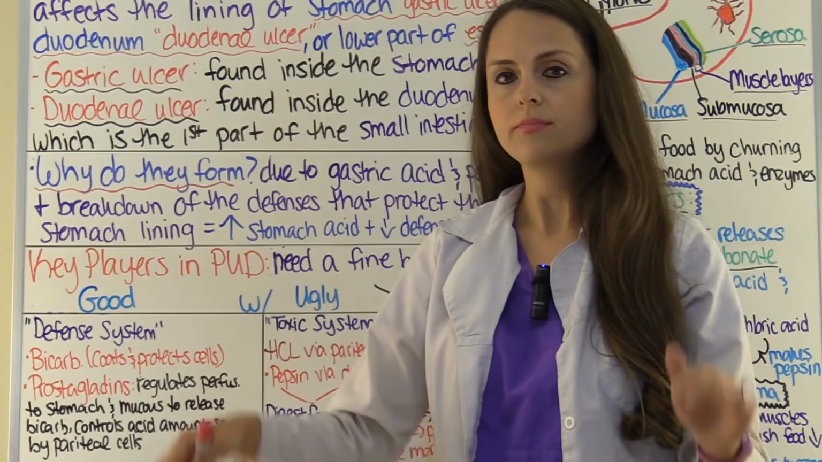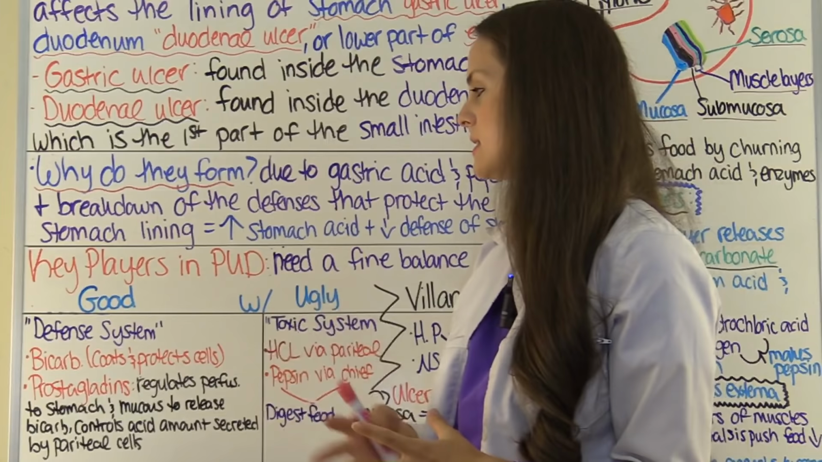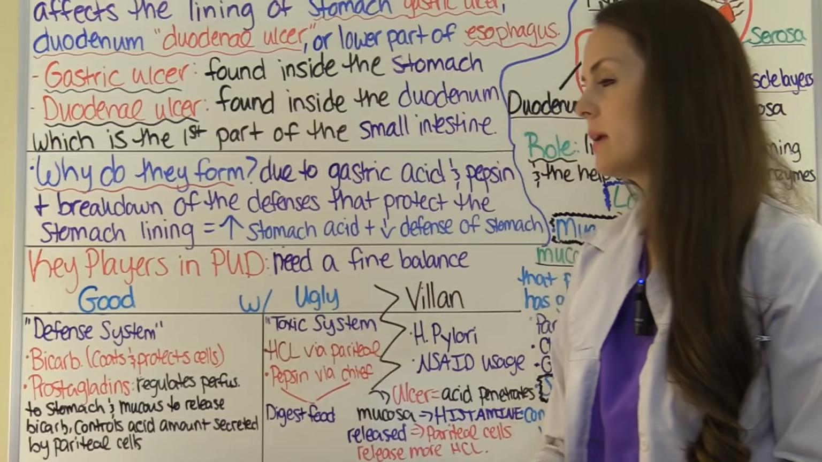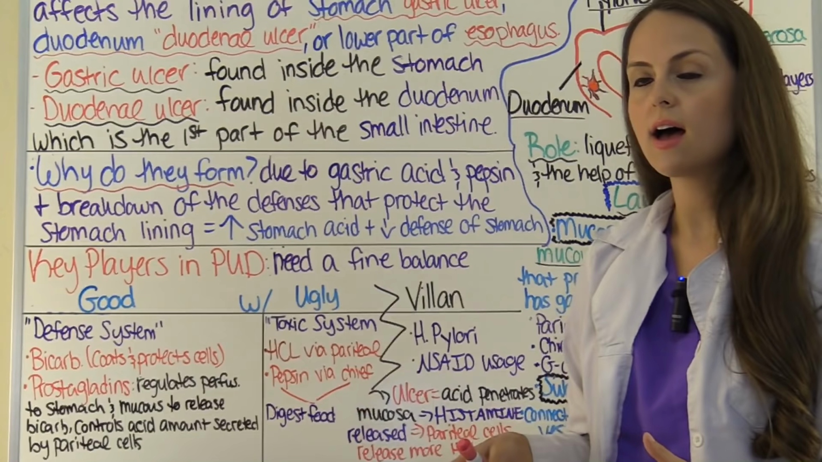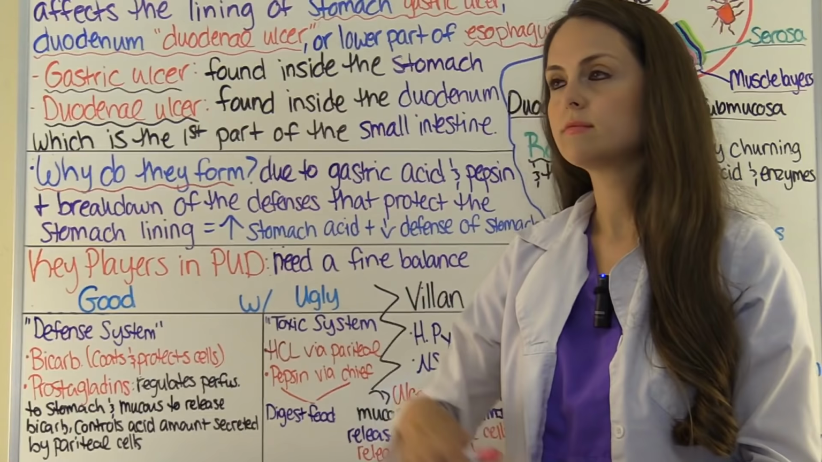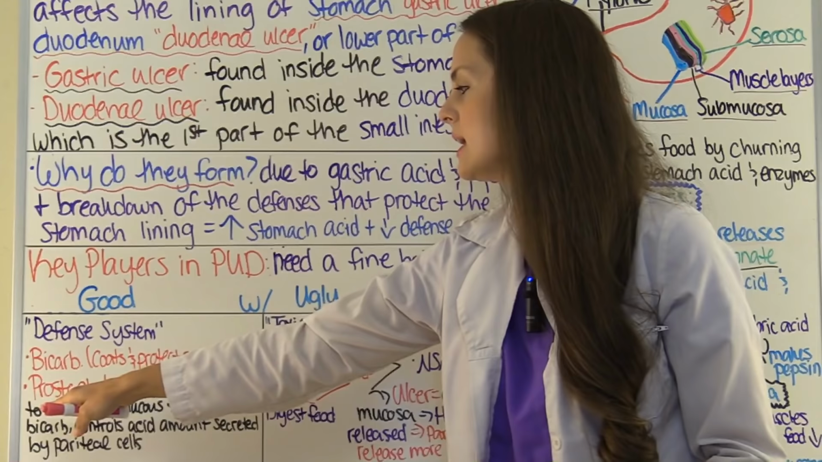So let's look at the good, which is our defense system. Okay, what are the key players? One of the key players is called bicarb, and we talked about that a little bit at the beginning. And what bicarb does is that it's secreted by those mucus cells, and it goes in and it coats and protects those cells that line the mucosa from that gastric acid. So the cells can exist while gastric juices flow over them. It's protected by bicarb.